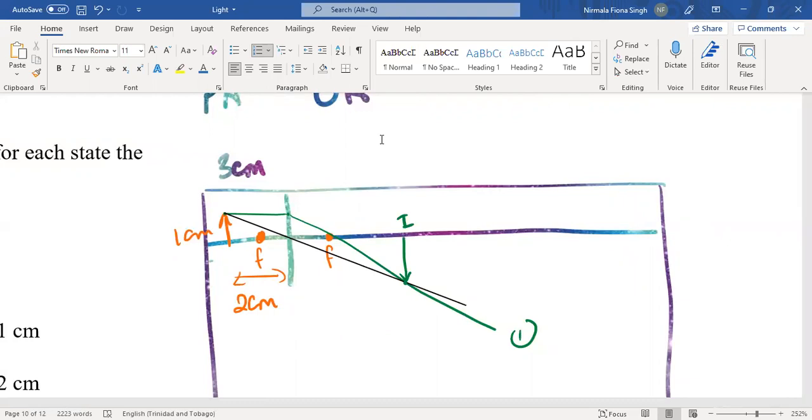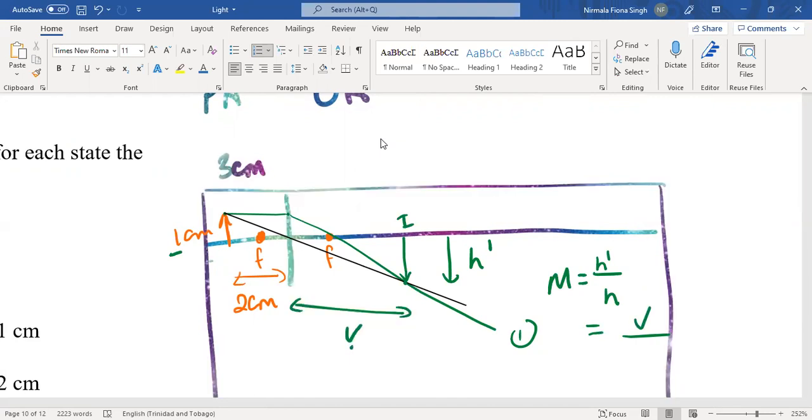I'll go through this several times, don't worry. Here is where you can measure how high the image is, and how far away from the lens it is. Then you can go ahead and calculate the magnification. How do you calculate magnification? There are two ways. H prime over H: I know H here was 1 centimeter, and I can measure what H prime is. Or I can measure my image distance divided by my object distance, and I will get my magnification.